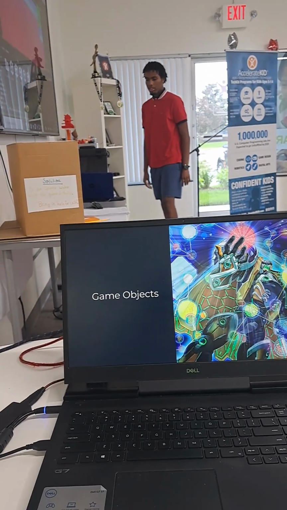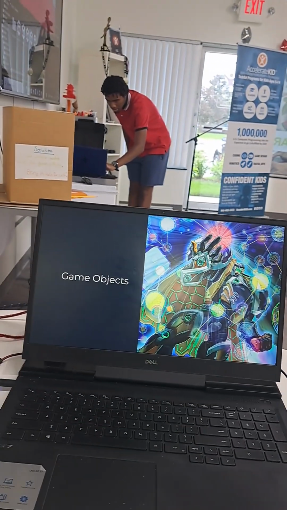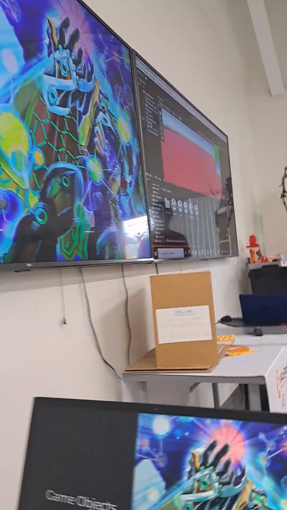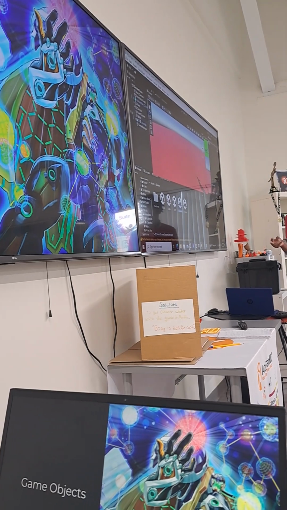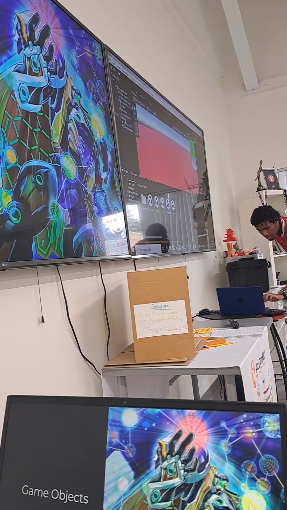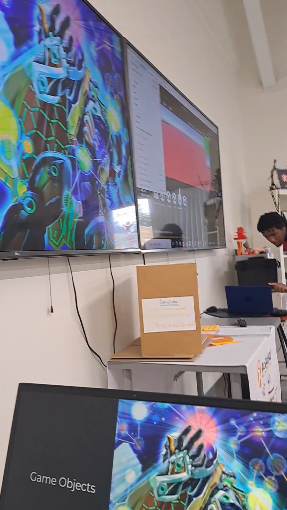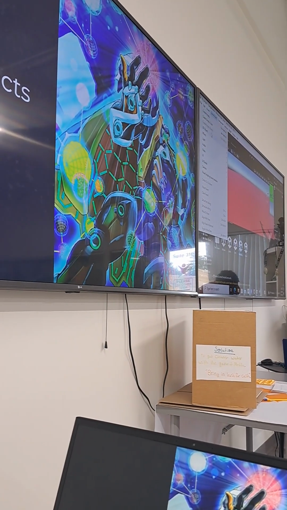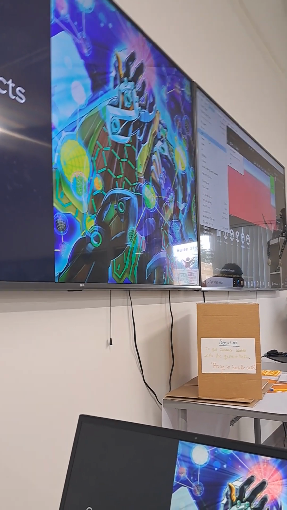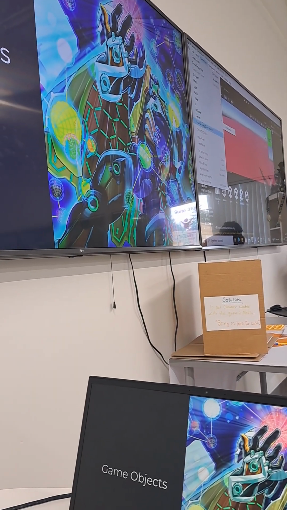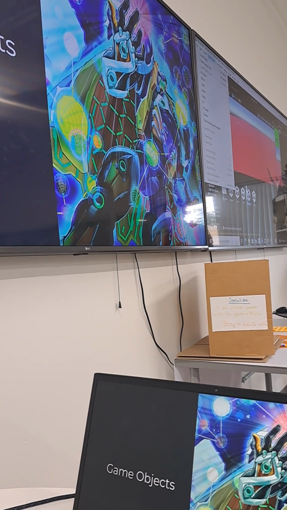Game objects. So basically what we have in this little hierarchy right here is the objects you put in your world. So like a character, a wall, a background, anything, this is where it all comes in. And how you implement that is through the game objects. So as you can see, 3D objects, effects, light, audio, video, UI, and camera.